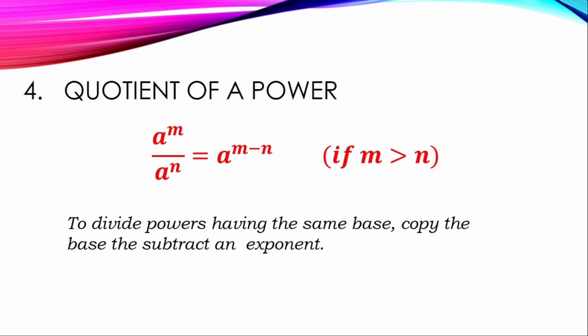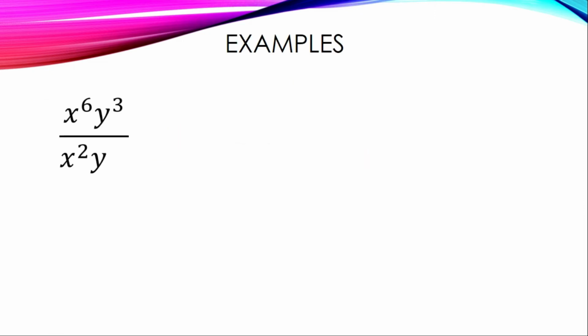To divide powers having the same base, copy the base and subtract the exponents. So, for example, we have x raised to 6, y cubed all over x squared y. Since wala kang nakikitang exponent dito, automatic na ang exponent dito ay 1. So, you have x raised to 6 minus 2, y raised to 3 minus 1. And simplifying that, your answer is x raised to 4, y squared.